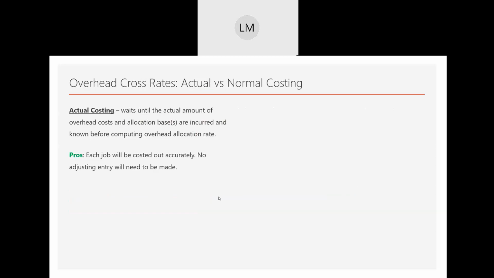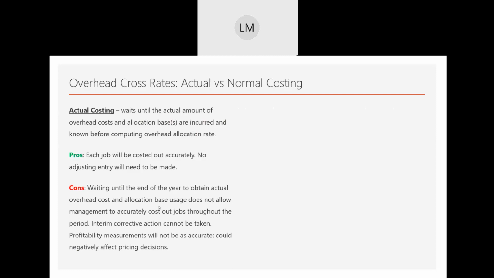Now, we talked about pros and cons of this. Pros, well, each job will be costed out accurately. We'll have accurate overhead costs assigned to each unit of output. Another thing is we will have no adjusting entry to be made at the end of the period or at the end of the year. And we'll talk about adjusting entries for overhead a little bit later.